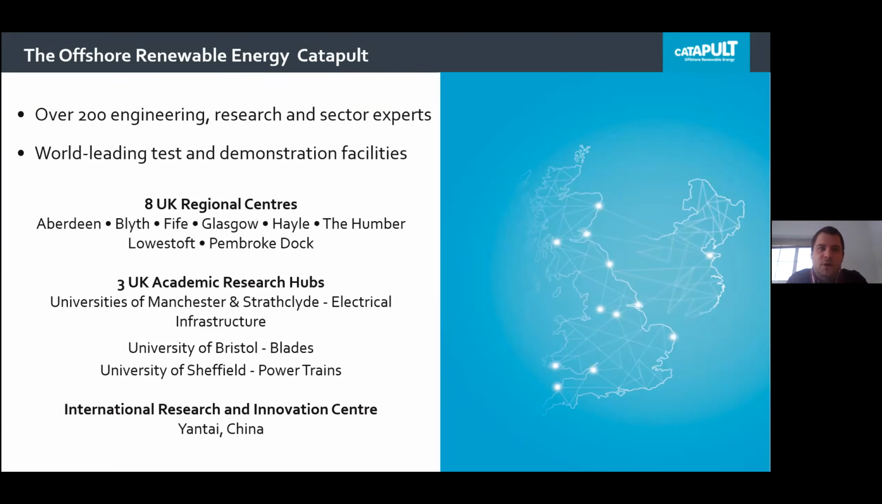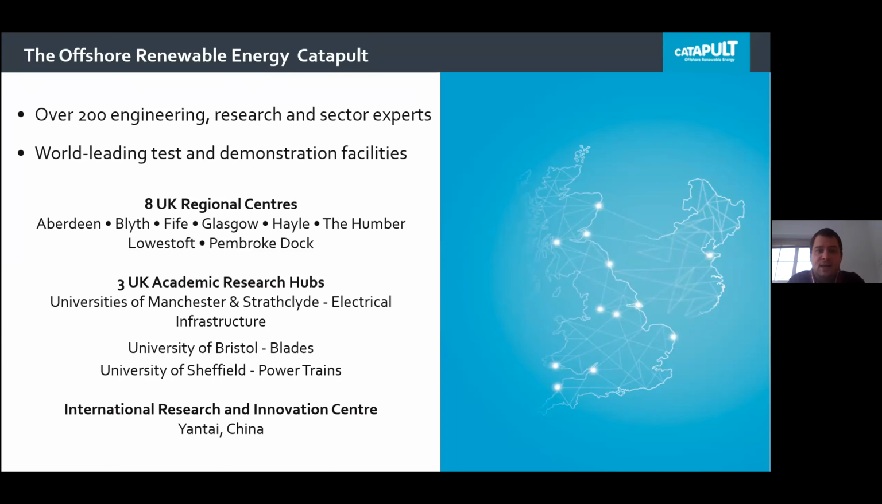So we have now 200 engineering, research and sector experts spread across the UK. So we have 8 regional centres. So our head offices are in Glasgow. We've got, as I mentioned, a strong test and validation component in Blythe. But now we have reach across the majority of the country, working in the likes of Lowestoft, Pembroke, and all the way down in Hale, and all the way up in Aberdeen.